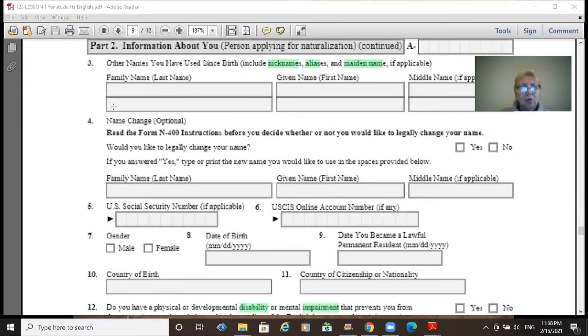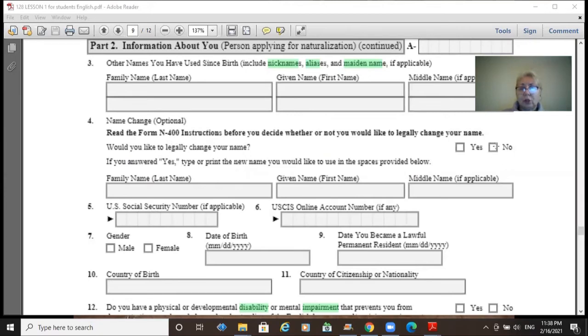Item number 4, there is a question here, would you like to legally change your name? In the United States, in some states, you are allowed to legally change your name through naturalization or through the process of becoming a citizen. In some states, you are not, and California is one of those states.